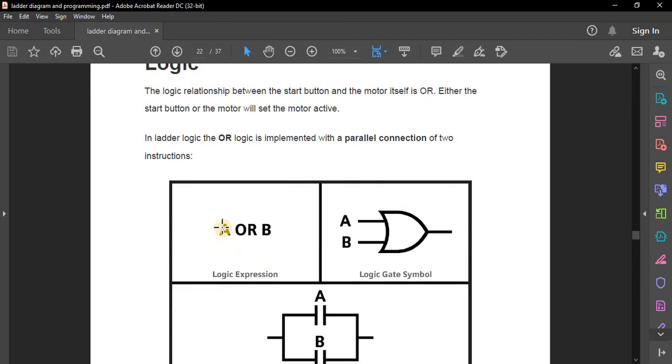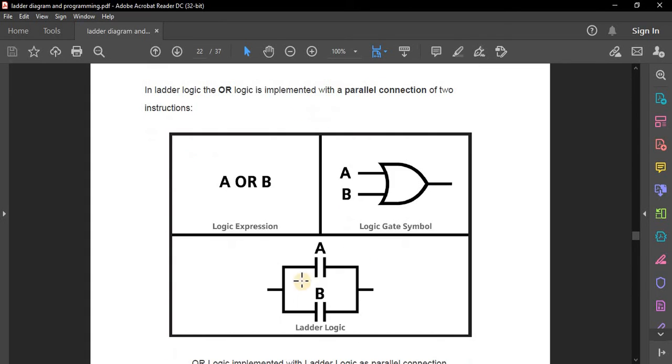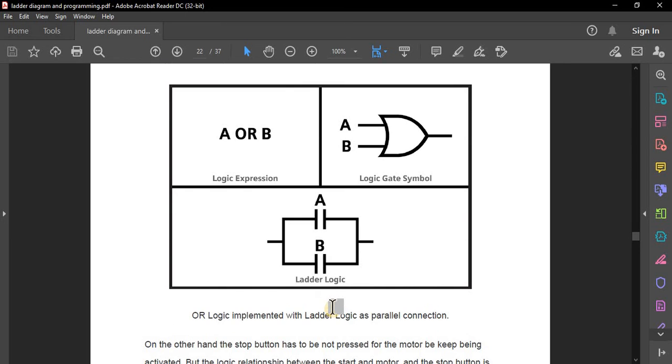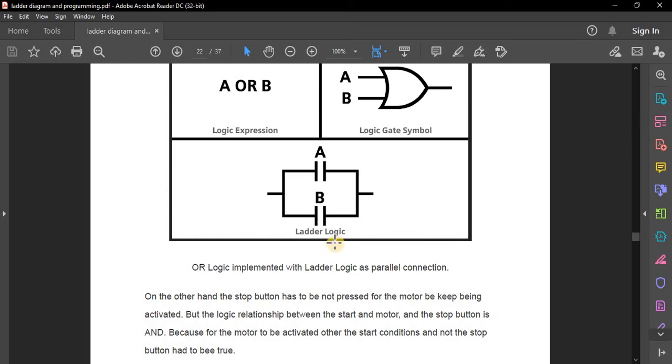You can see here the logic expression is A or B, and this is the logic gate symbol for OR. Then A and B. This is how ladder logic is developed for this expression and for this symbol: two parallel instructions at the same time.